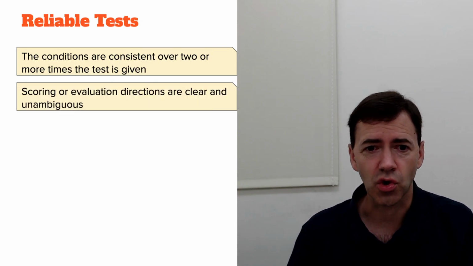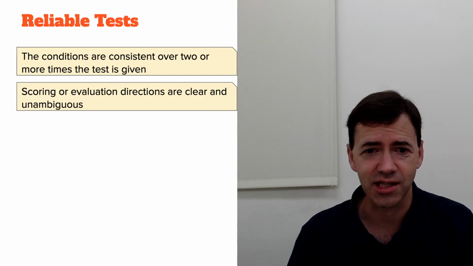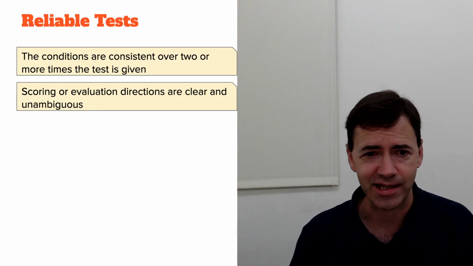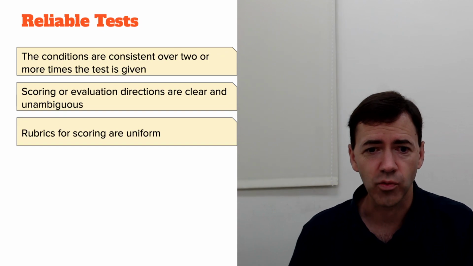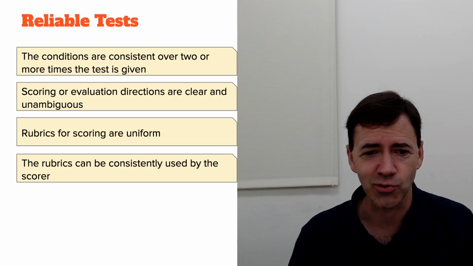Okay, so the scoring or evaluation directions are clear and unambiguous. And that's not just for the students, but for the teacher as well. So after you receive the test back from the students, you actually know exactly how to score it and what the scores mean. The rubrics for scoring are uniform, okay, so they can't change. And the rubrics can be consistently used by the scorer.